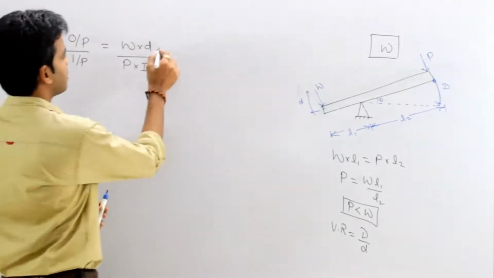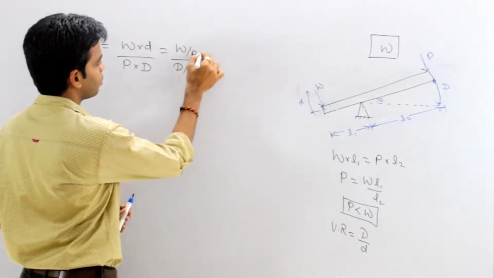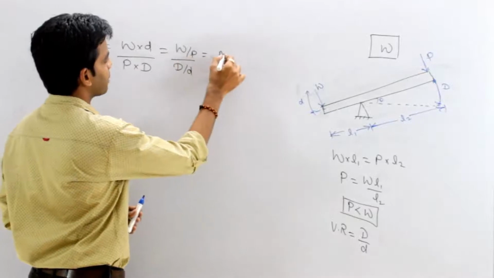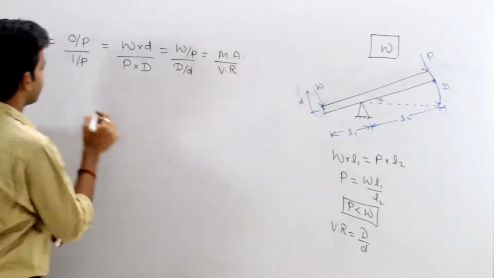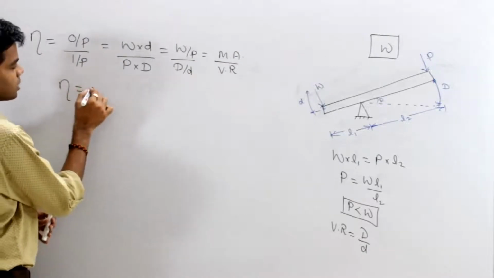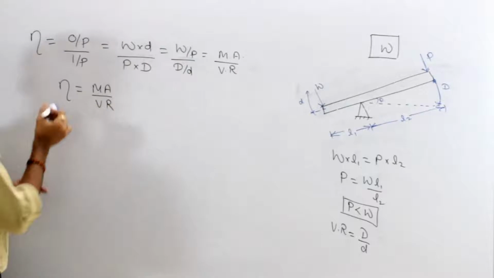Getting this? So this can be written as W by P upon capital D by small d, or W by P is nothing but the mechanical advantage, and capital D by small d is nothing but the velocity ratio. So from here you get that efficiency is equal to mechanical advantage upon velocity ratio. Very important formula.